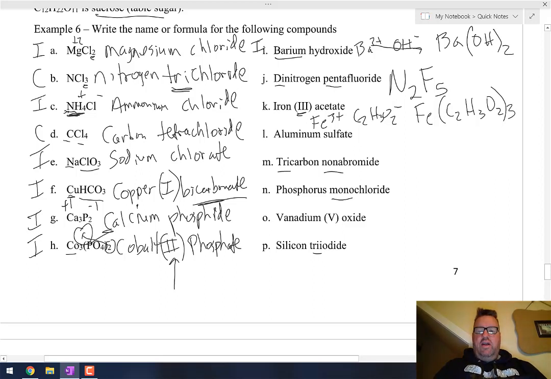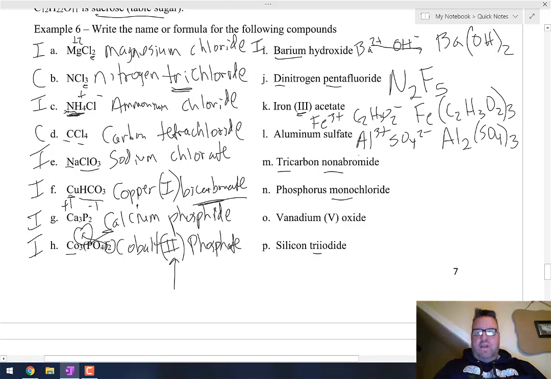Okay, letter L, aluminum sulfate. Remember, aluminum is in that transition metal area, but it does always have a charge of +3. And sulfate is SO4 2-, and we take those 2 and we're going to switch them again. So Al2, and then we need SO4 in parentheses. And then we're going to put the 3 from the aluminum outside of it.